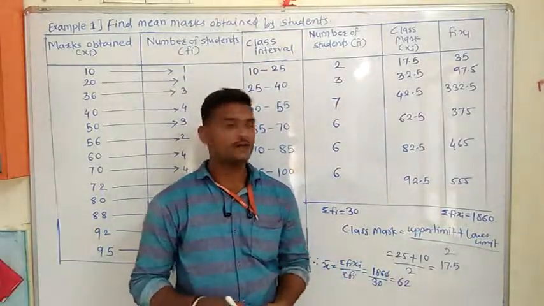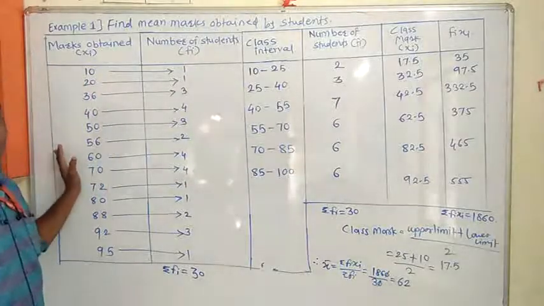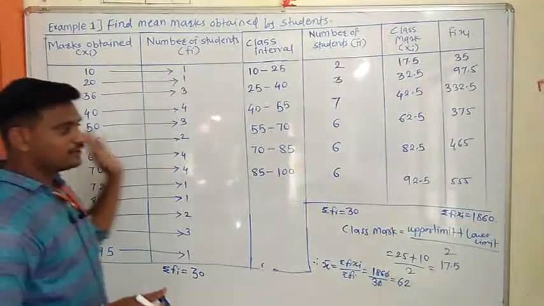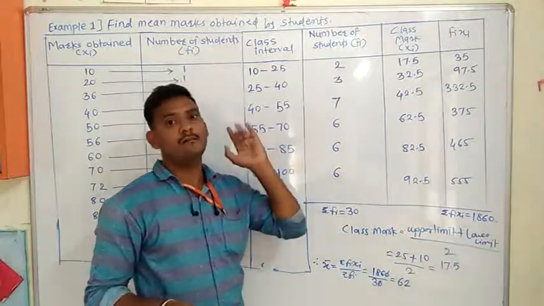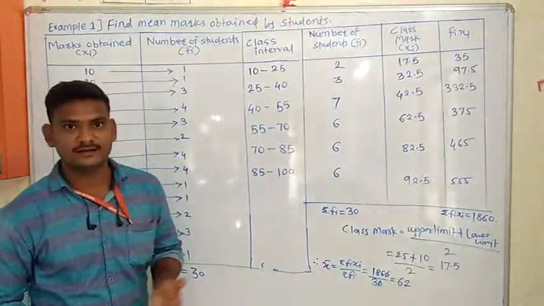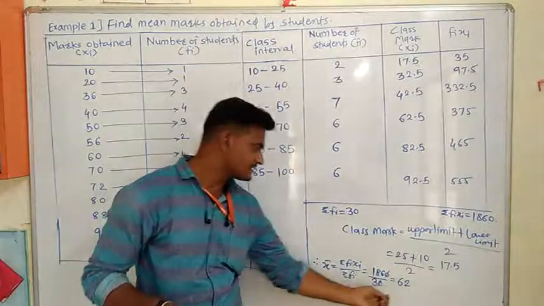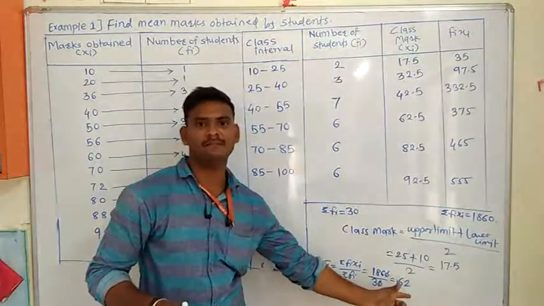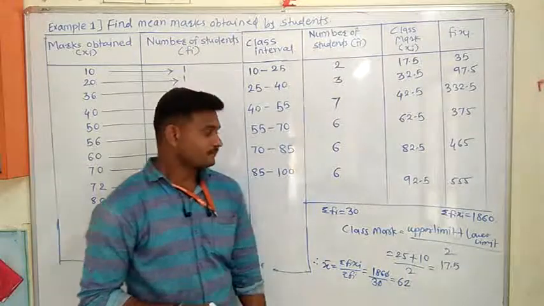Which method is accurate? The initial method, whatever we found earlier, or this method? The initial method is more accurate, but it is time consuming, so we are using this method, and this 62 indicates the approximate mean.